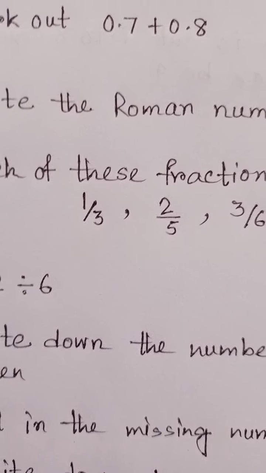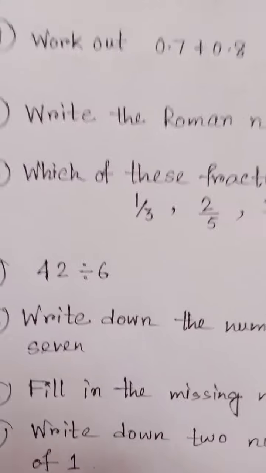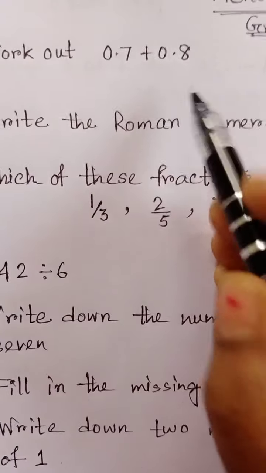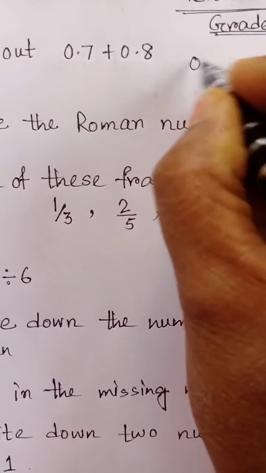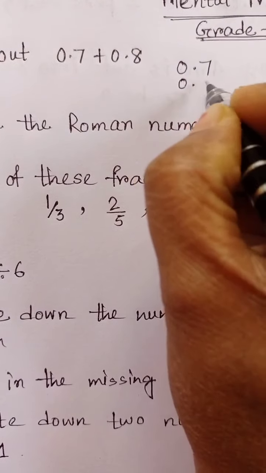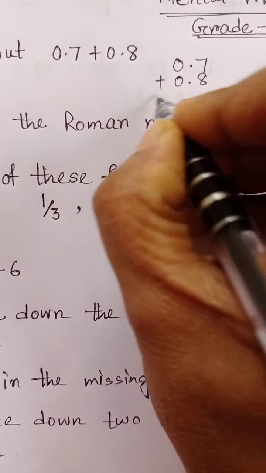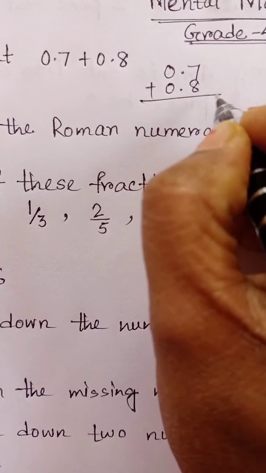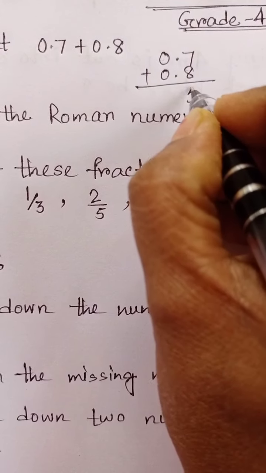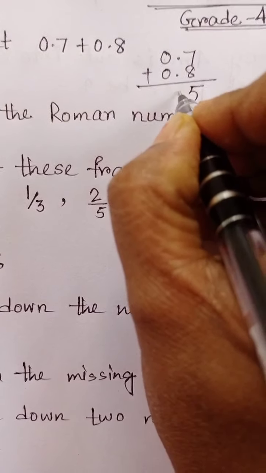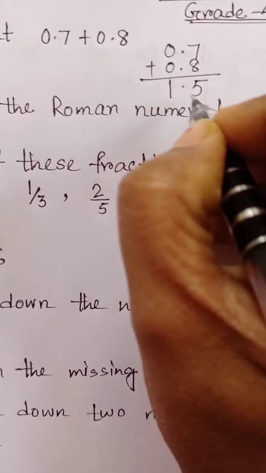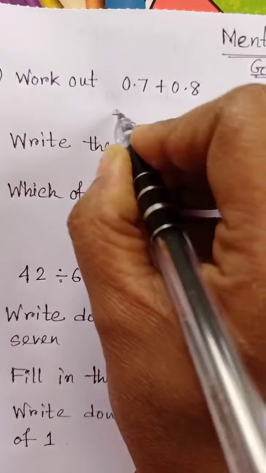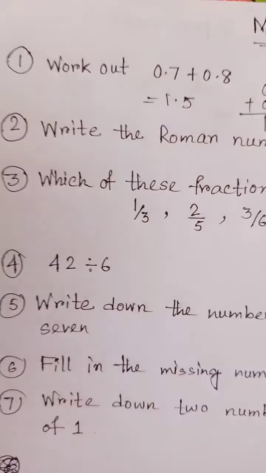So let's start. At first, work out 0.7 plus 0.8. So 0.7 plus 0.8. Here 8 plus 7, 15. So 5 and here carry 1. So 1.5. So 1.5 is the answer.